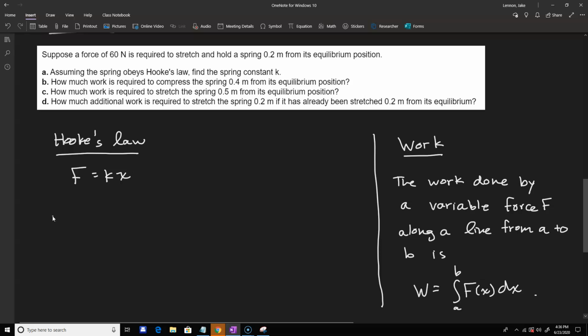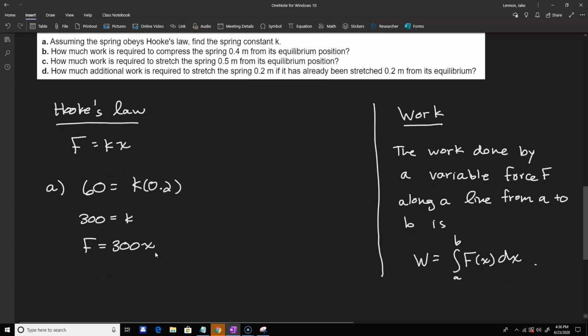So when we're looking at part A, we have a force of 60 newtons required to stretch a spring 0.2 meters. So that 60 newtons is going to be equal to exactly k times 0.2. We can divide by 0.2 and see that 300 is the value of k. So now we have our force equation for this particular spring, which is just going to be F equals 300x. That's what we're going to use when we try to determine work. That's our capital F of x equation, 300x.